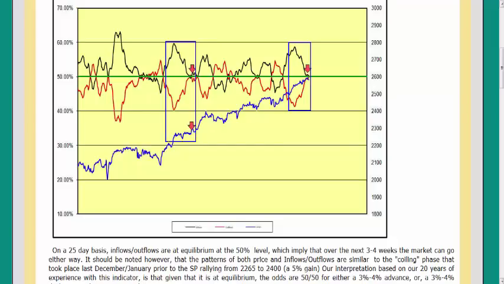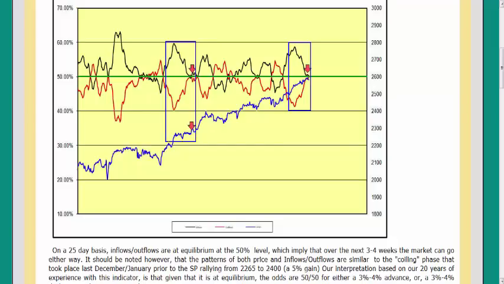So if you look at the chart over the last year and a half, I would distinguish two things. One is the level, and second is the pattern. The level is at 50%. In other words, right now we are at equilibrium. In itself, in a vacuum, what does it mean? It means it's neutral. The market can go either way.